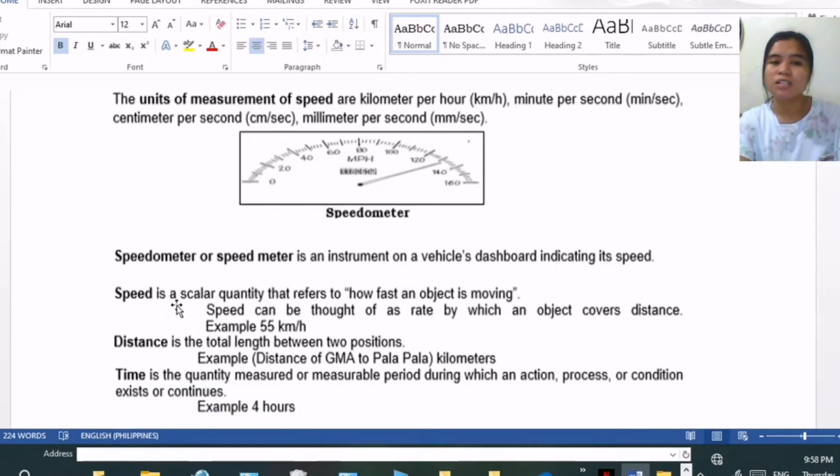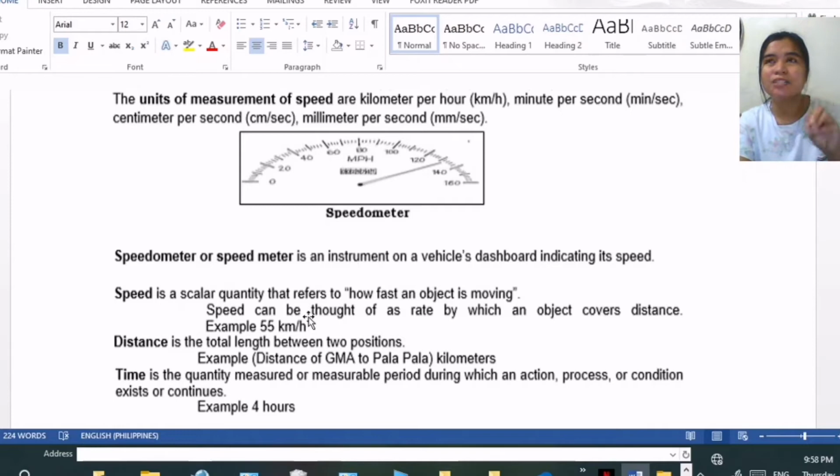And then, when we say speed, it is a scalar quantity that refers to how fast an object is moving. Gaano kabilis ang isang bagay, kumbaga. Gaano kabilis tumakbo, umandar, or mag-travel. Okay? Ayan. So, speed can be thought of as a rate by which an object covers distance. Example, 55 km per hour.